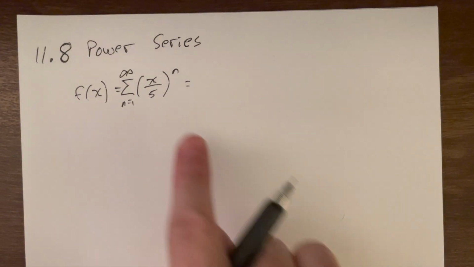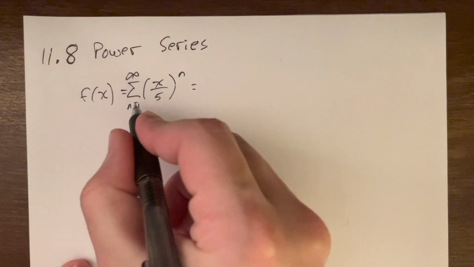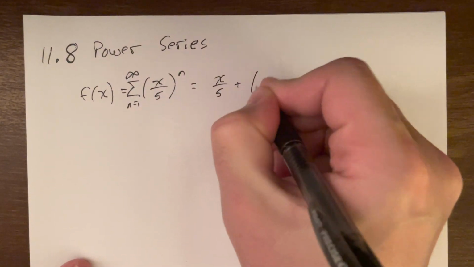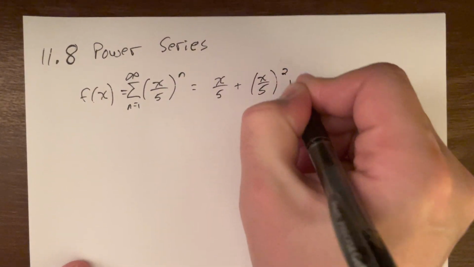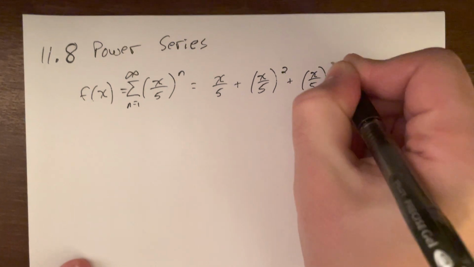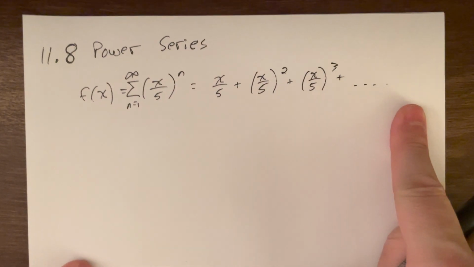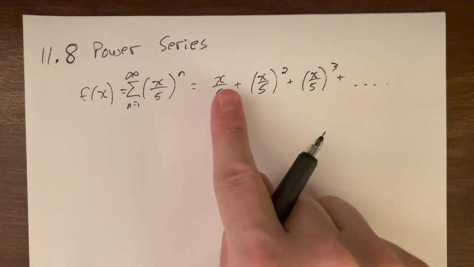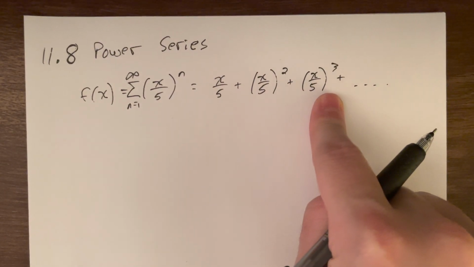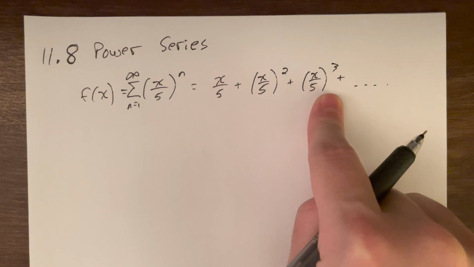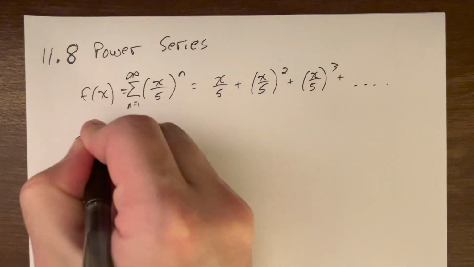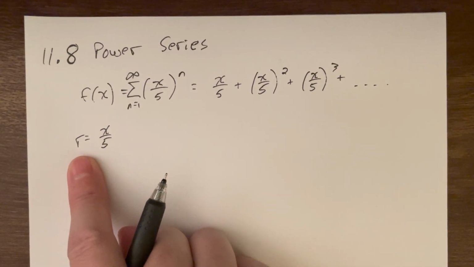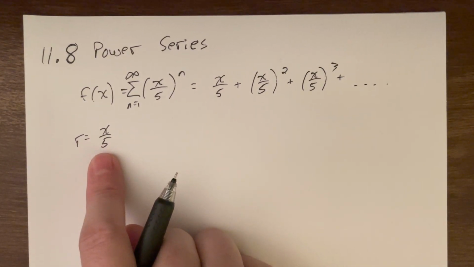But just right now, if I started expanding this, we'll plug in 1, I would get x over 5 to the first power. Then plug in 2, I'd get x over 5 squared, x over 5 cubed, and that would just continue going. You can note this is a geometric series, moving from one term to the other. I just keep multiplying by x over 5, so our common ratio for this geometric series would be x over 5.